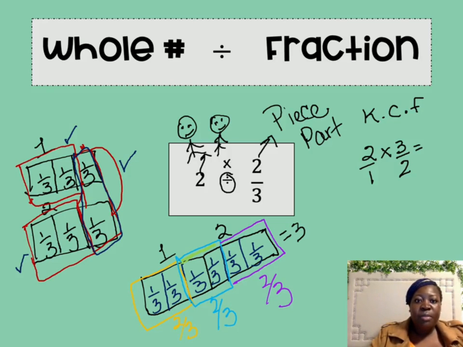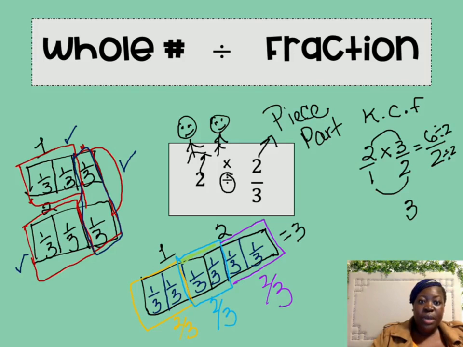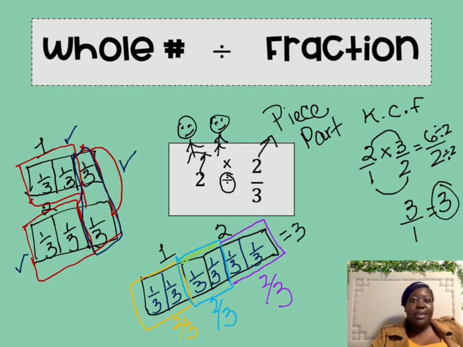So you have 2 times 3, that's equal to 6, and 1 times 2 is equal to 2. You divide those by doing 2 divided by 2 and 6 divided by 2. And you can see that 6 divided by 2 is equal to 3, and 2 divided by 2 is equal to 1. We already spoke about how we can change this. If you have 1 in your denominator, then your answer is your numerator. And you see, we still end up with the same number that we had when we did our bar model.